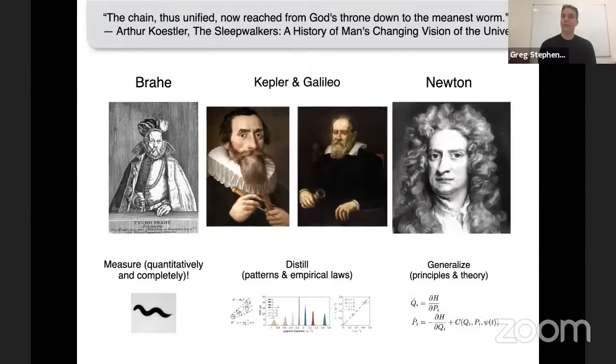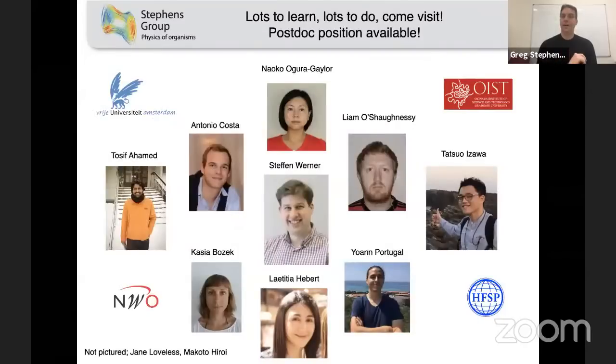Right? The final step, of course, is Newton, who not only can explain those empirical laws, but builds a general theory of gravity that goes well beyond planetary motion. And I think where we are in biophysics is mostly we're lucky. If we're sitting around in the distill patterns and empirical laws side, you can either be pessimistic or optimistic. The optimistic side of that is that you out there somewhere get a chance to be the Newton of theoretical biophysics.